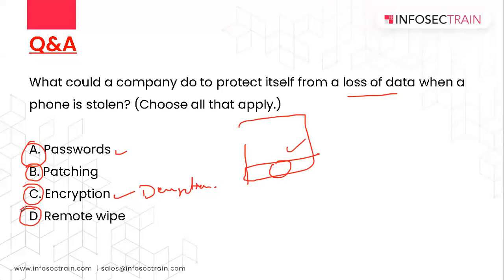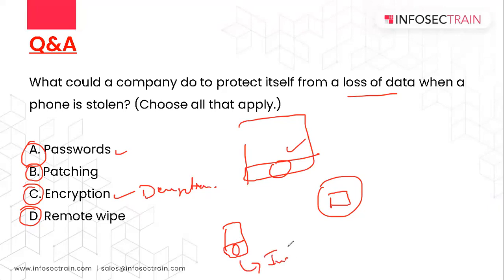Then we have option D, your remote wipe, right? If we have remote wipe facilities and our mobile phone gets stolen, the security people, our IT teams, can simply wipe out all the data from a centralized location. They will remotely wipe out all the data we have inside the mobile phone. By doing that, the sensitive data we have is protected, right?